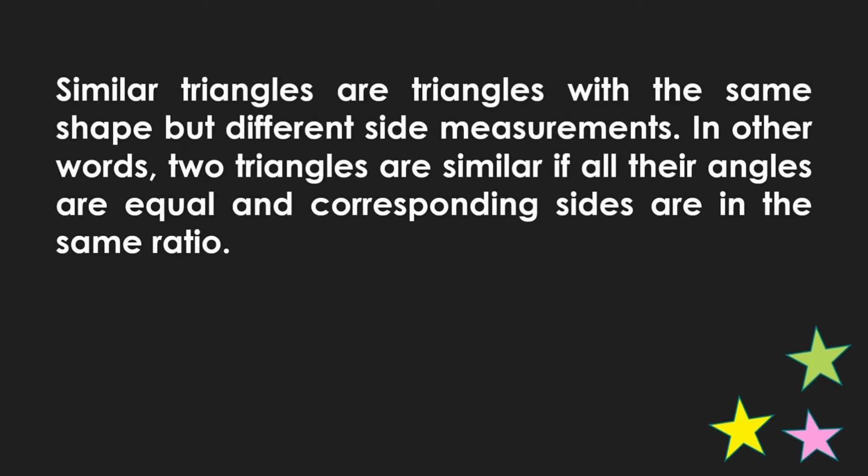What are similar triangles? Similar triangles are triangles with the same shape but different side measurements. In other words, two triangles are similar if all their angles are equal and corresponding sides are in the same ratio.